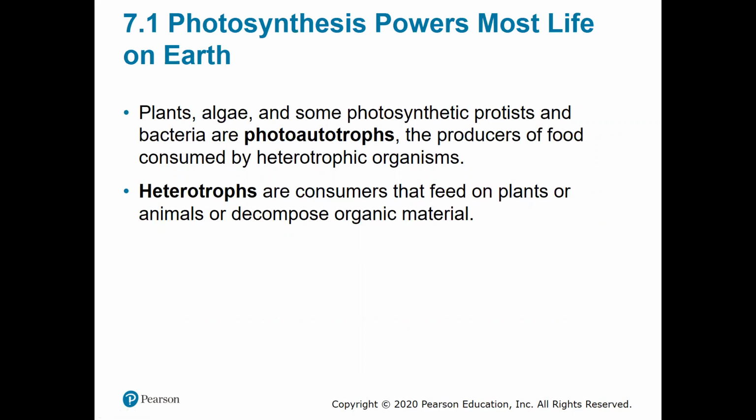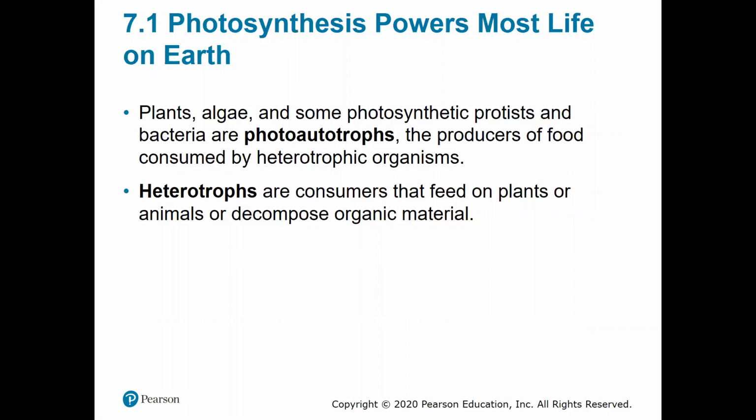Plants, algae, and some photosynthetic protists and bacteria are photoautotrophs. Photo meaning light, they obtain their energy from sunlight. The producers of food consumed by heterotrophic organisms. So plants and algae are probably the biggest ones, but there are some bacteria that are photoautotrophs. The blue-green bacteria, for example.